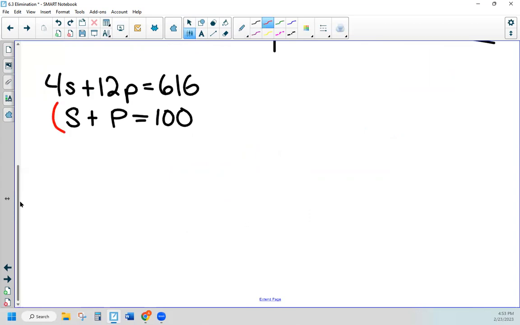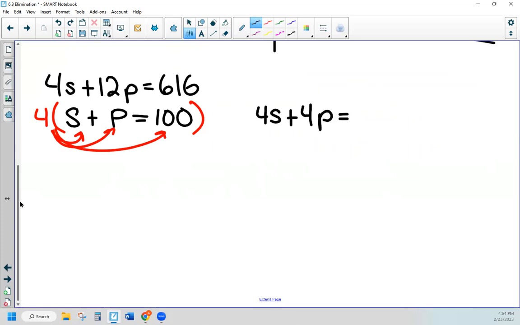Now, I don't know about you, but my brain tells me to be simplistic. So I'm just going to multiply the bottom one by 4 so my S variables can match up. So distribute, distribute, distribute. And I will have here 4S plus 4P equals 100 times 4, which is 400. Copy and paste the first one here: 4S plus 12P equals 616.